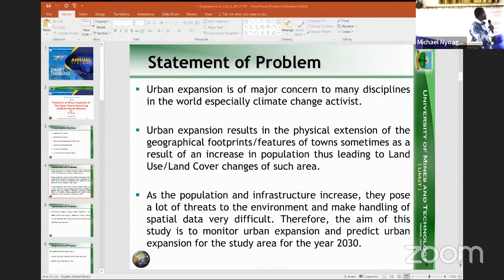Yeah, so this research seeks to assess urban expansion in the Upper Shama area using an integrated remote sensing approach and a GIS approach, and also to predict the future of urban expansion within the Upper Shama area using artificial neural networks.